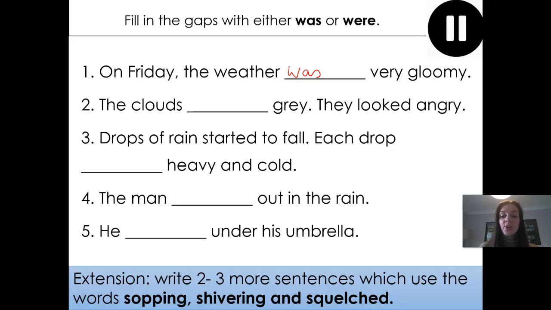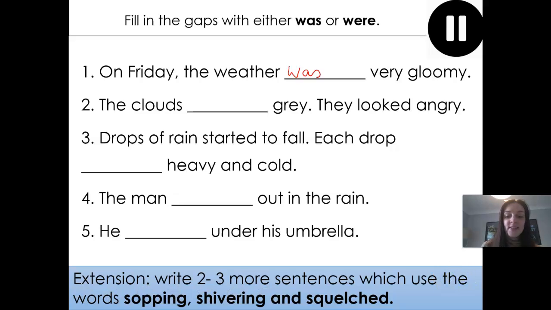So look at the extension task at the bottom in blue. It's saying, can you write 2 or 3 more sentences of your own which use the words sopping, shivering and squelched. Okay, so you might choose 1 or 2 of those words and have a go at writing some sentences of your own. Year 7, you're welcome to have a go at those extensions too. Absolutely, push yourself, but they are definitely there and designed to boost Year 8. Okay, so pause the video if you're having a go at the extension, guys, and then we will go through and mark our answers in just a moment.